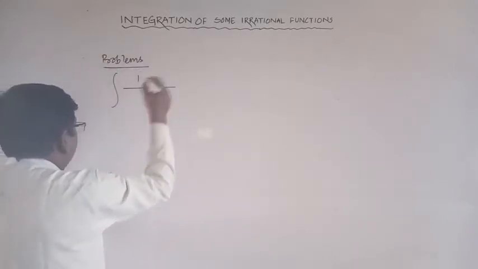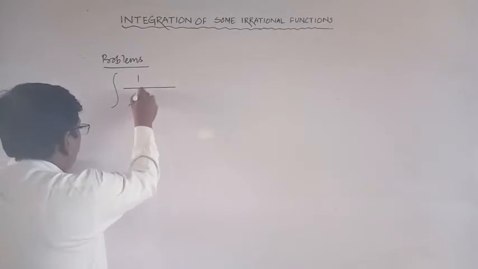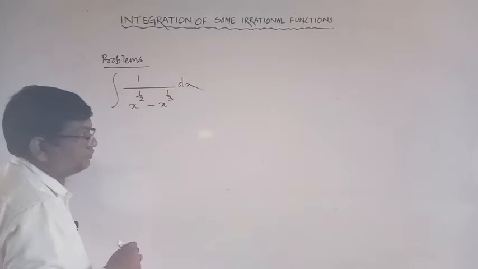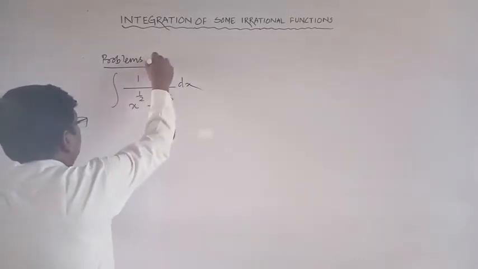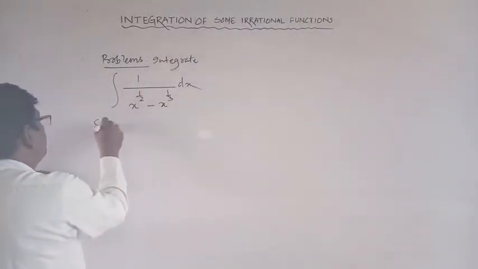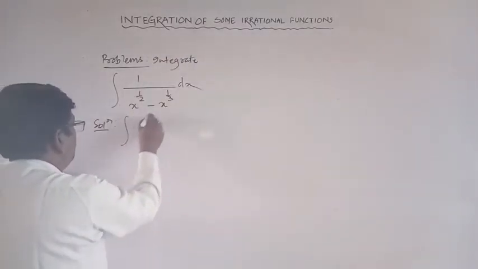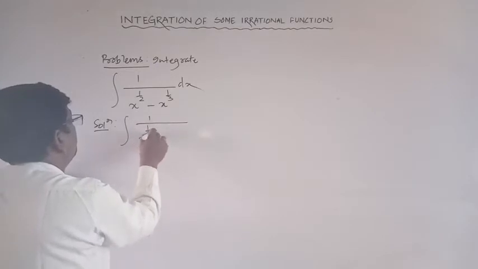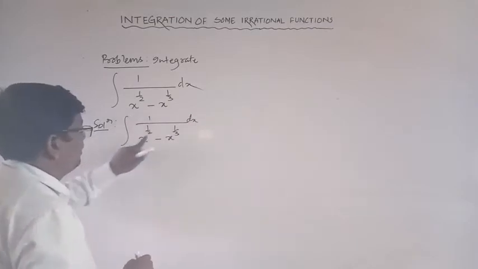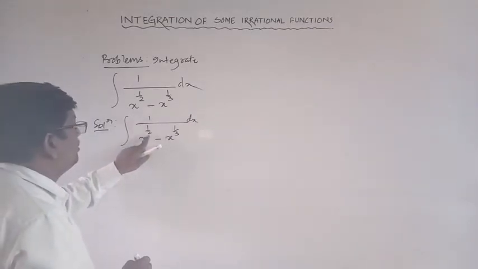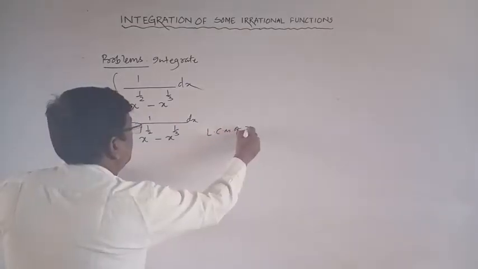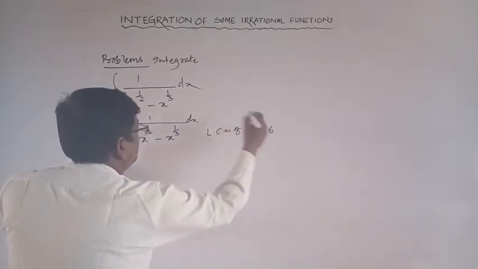Integrate 1 by x to the power 1 by 2 minus x to the power 1 by 3 dx. This is: integrate the following. So the solution is integral of 1 by x to the power 1 by 2 minus x to the power 1 by 3 dx. Take the LCM of the denominators 2 and 3. Here the LCM of 2 and 3 is equal to 6.